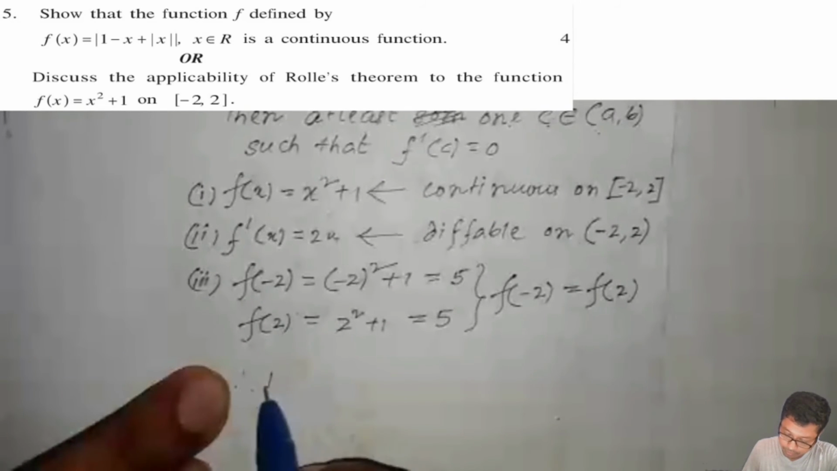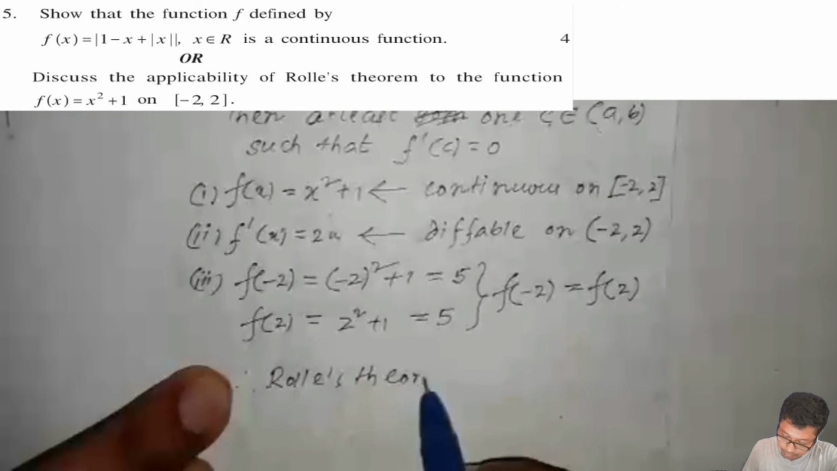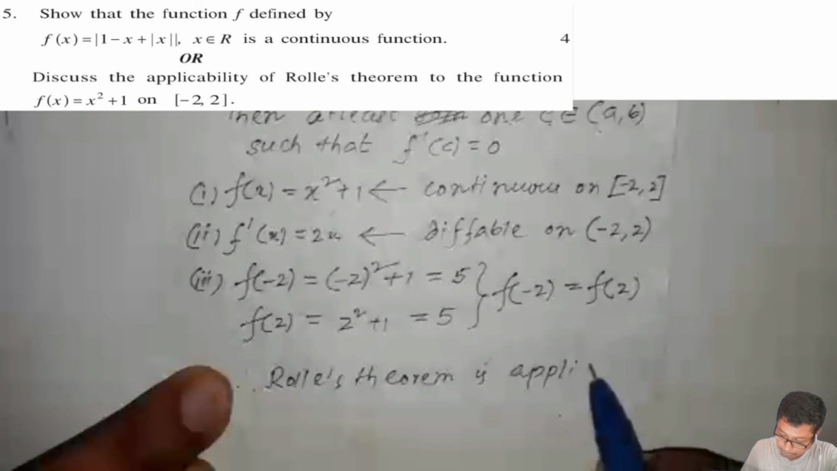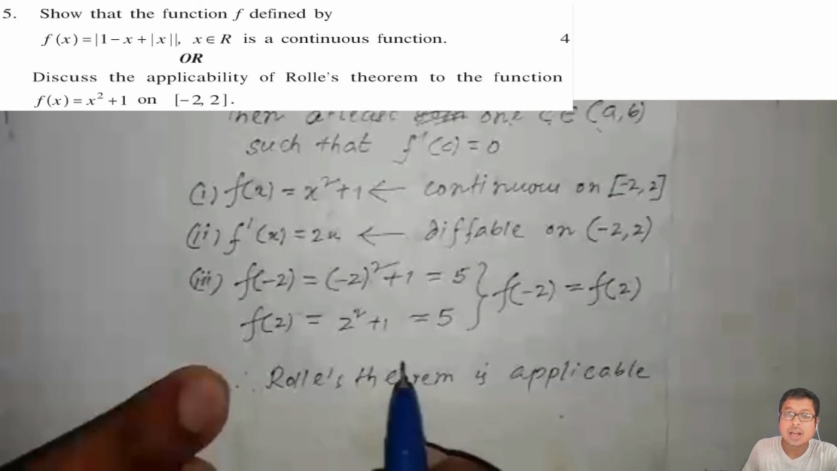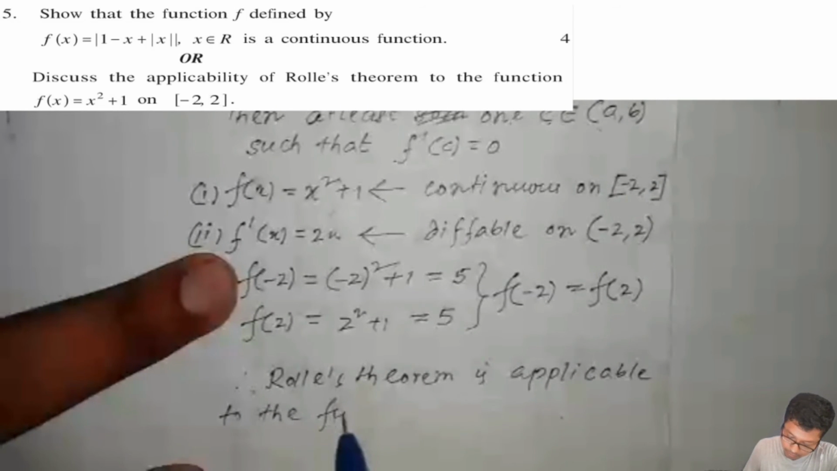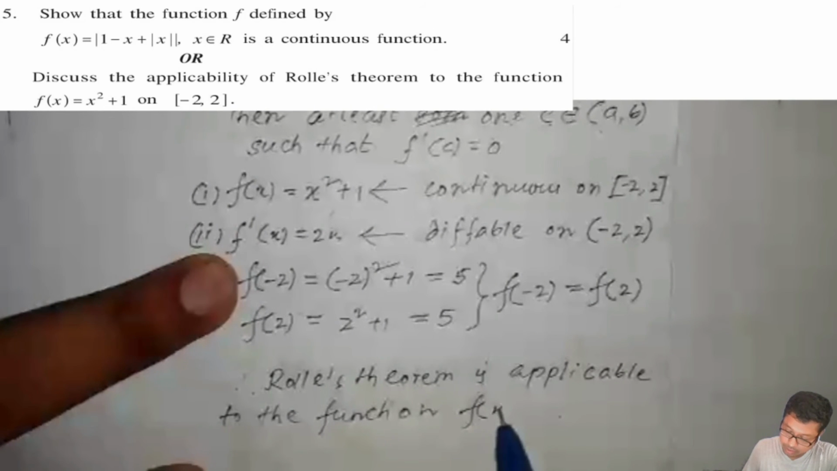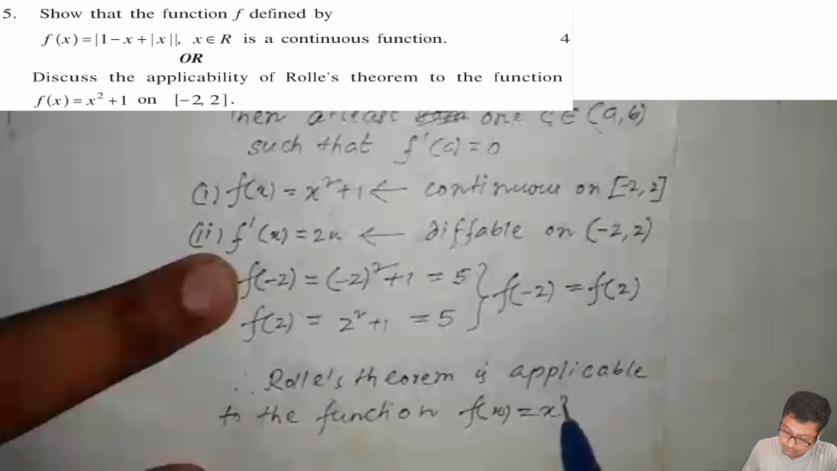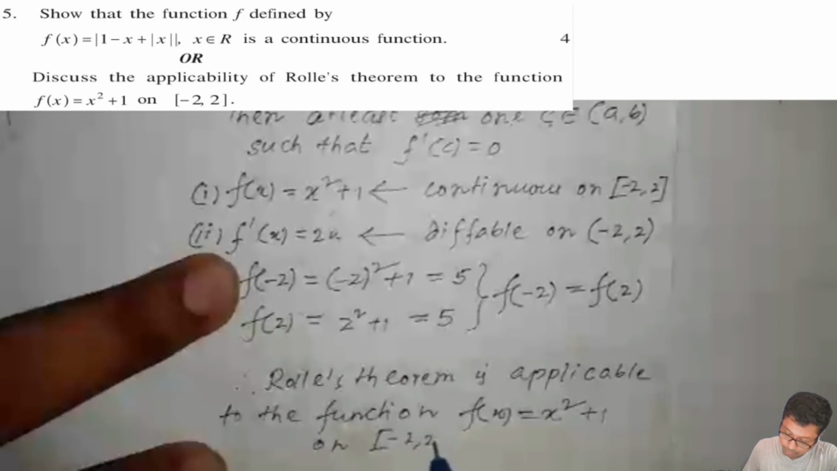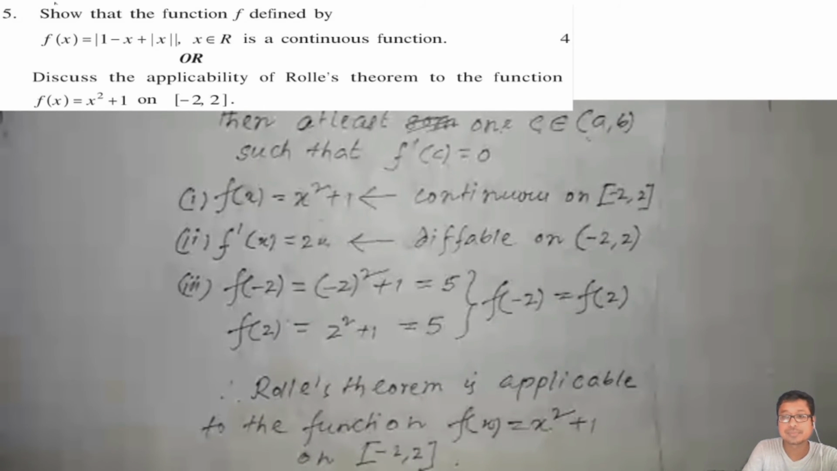Therefore we can say Rolle's theorem is applicable to the function f of x is equal to x square plus 1 on the closed interval [-2, 2]. Okay, that is our correct answer.